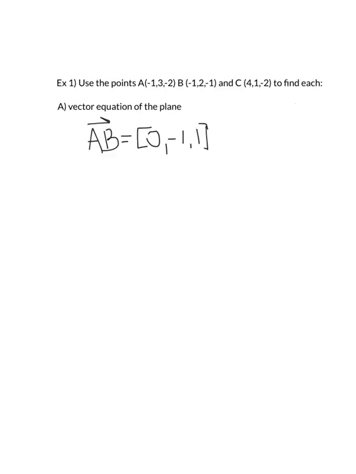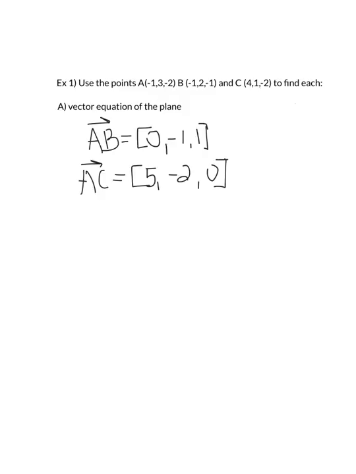Again, maybe you want to use BC for your next direction vector. That is totally up to you. I am just going to use AC, and when I do that, I'm going to get the exact same way. 4 take away -1, so 5. And 1 take away 3, so -2, and -2 take away -2, so 0.